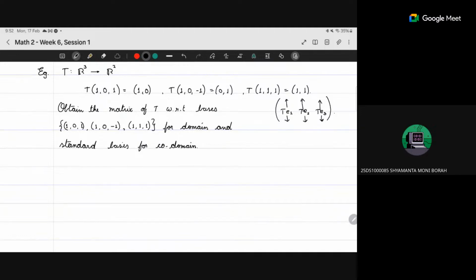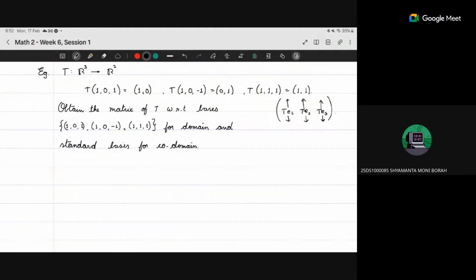Earlier we did it with respect to the standard basis, but here we are trying to get the matrix with respect to a different basis. You can change the basis on the domain, and you can change the basis on the codomain as well. In this case, the domain is R3. The standard basis for R3 is 1, 0, 0, 0, 1, 0, 0, 0, 1. That can be replaced with any basis. Similarly on the codomain, the standard basis is 1, 0, 0, 1. But I can use any other basis as well. But what do I mean by using another basis?